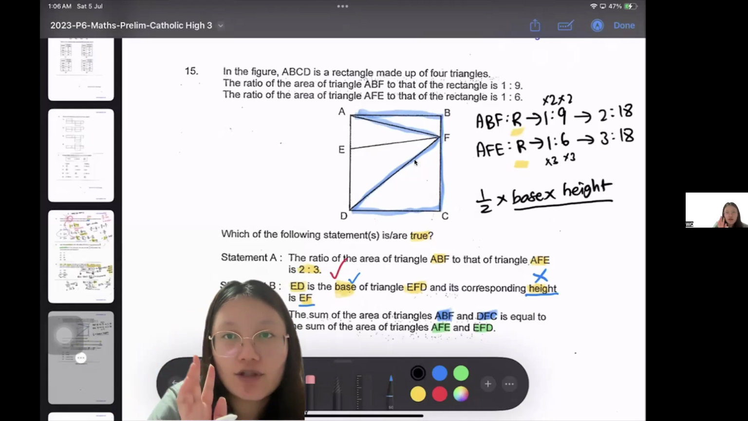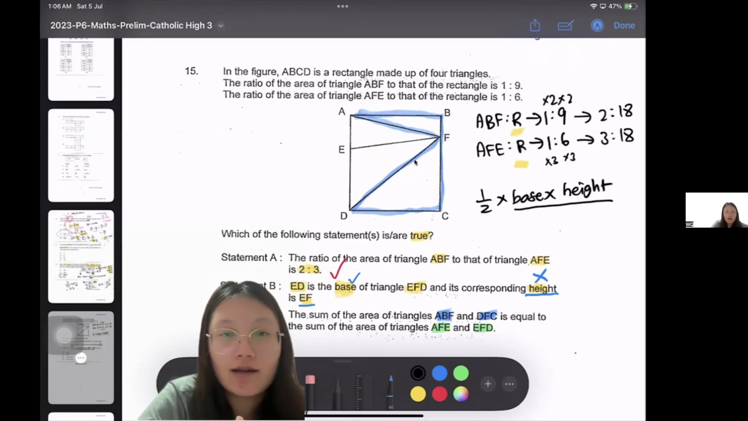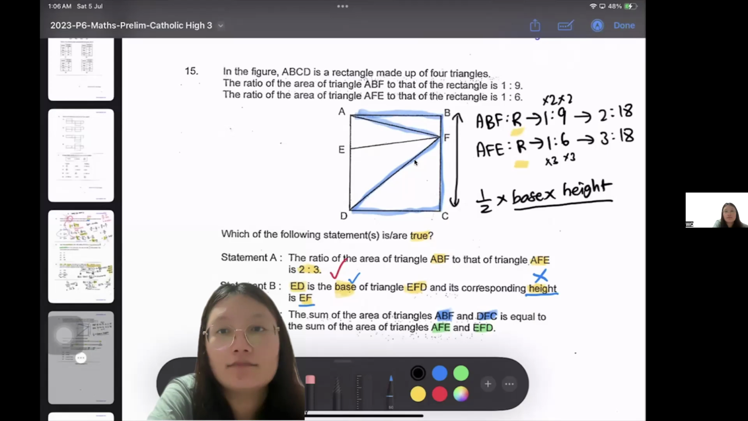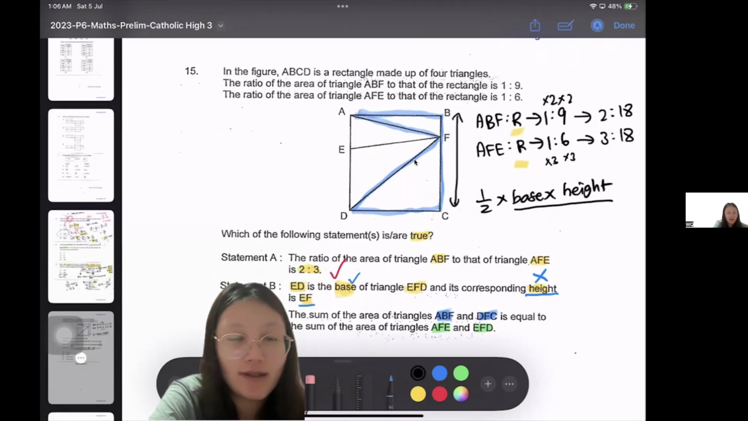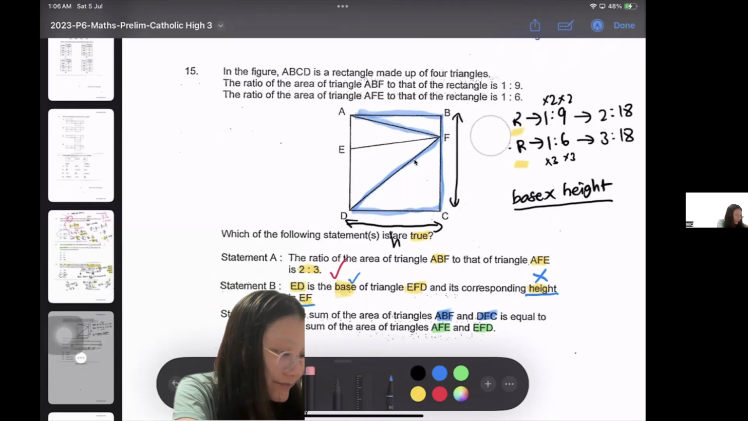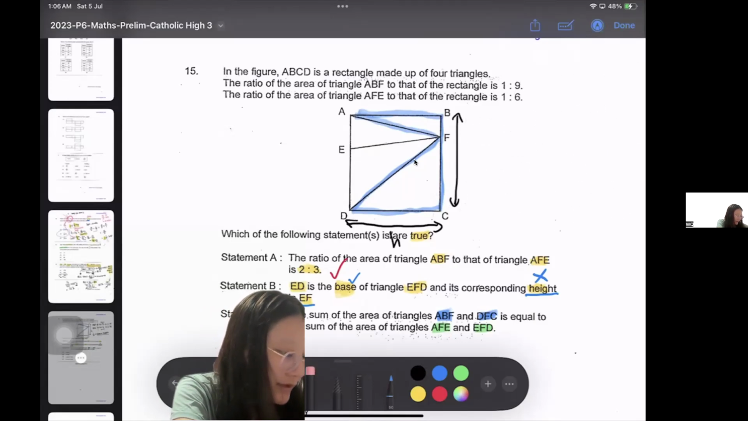The first set, which is ABF and FDC, the base is the side of the rectangle. That is their base, okay? Their bases added together become the side of the rectangle. Their height is the same because it reaches from one end of the rectangle to the other end. Their height is over here. So their base is at the side, their height is over here. Let me just erase the side thing, sorry.